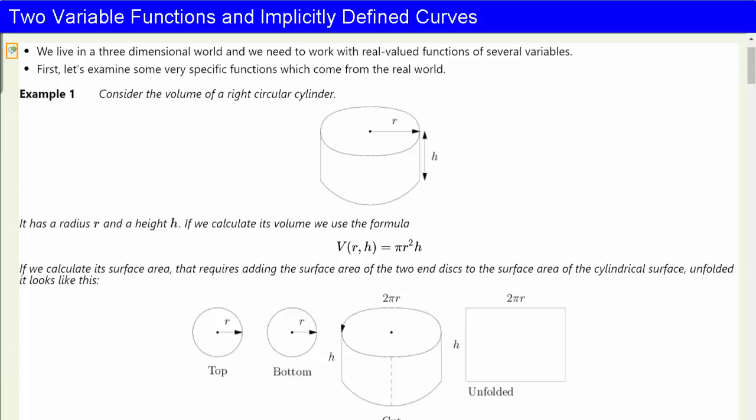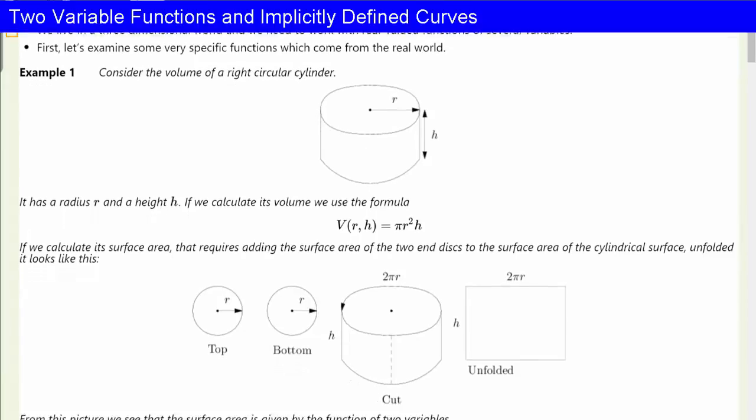First, I want to examine some very specific functions which come from the real world. Consider the volume of a right circular cylinder. It has a radius r and a height h. If we calculate its volume, we use the formula V of r and h is pi r squared h.